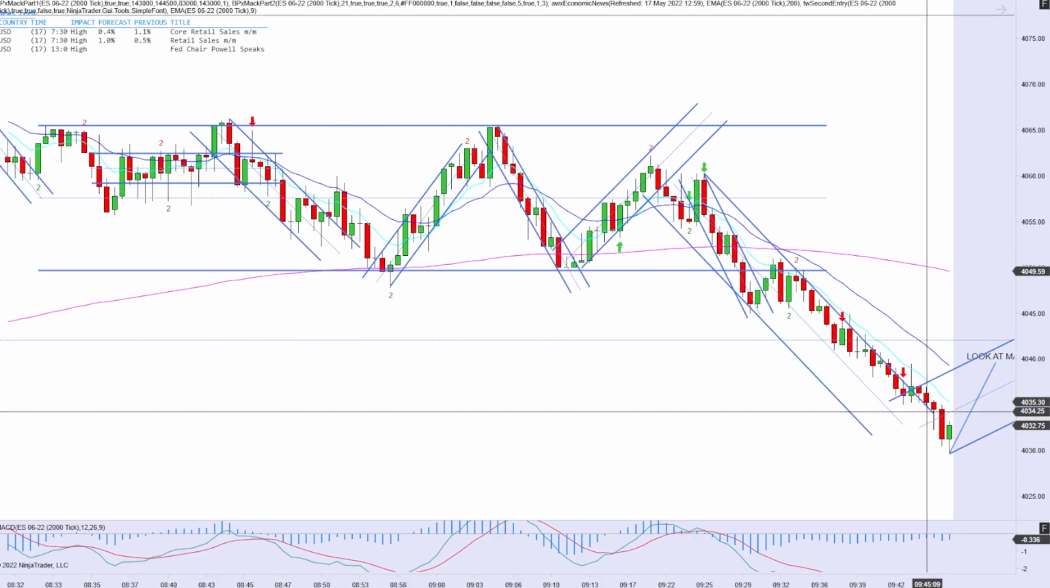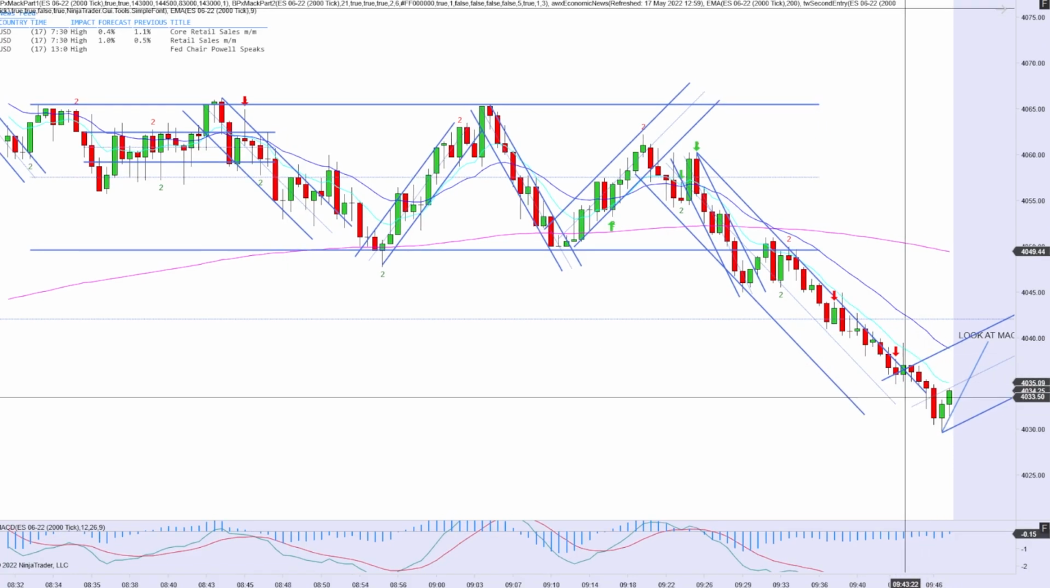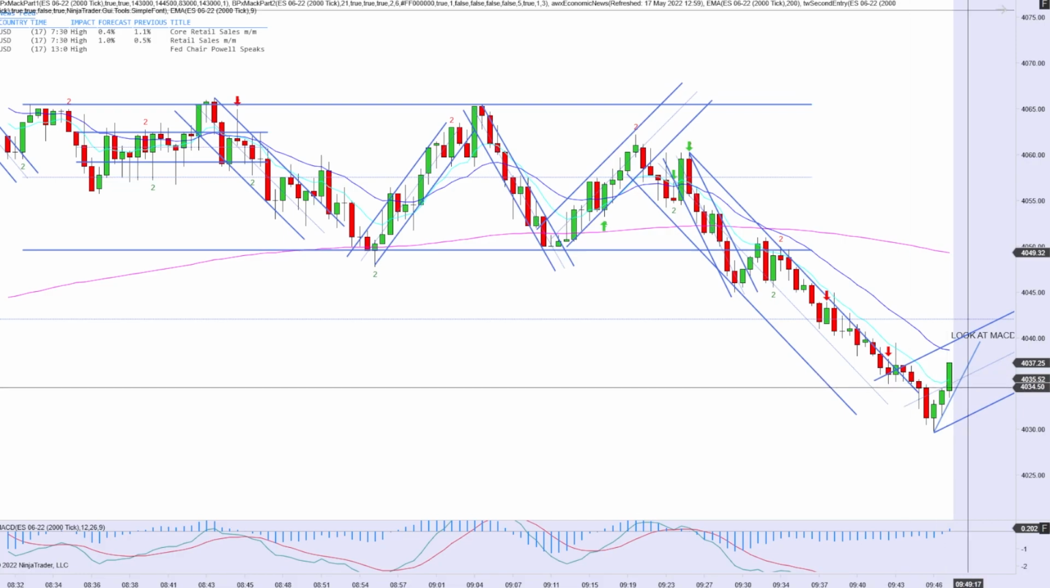And as prices pushed down, I caught stops again for another scalp. No runner, as prices came back up to stop that runner out.